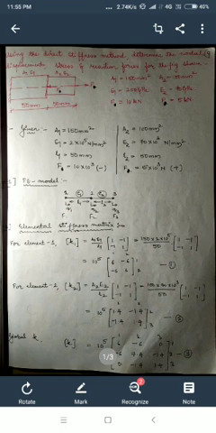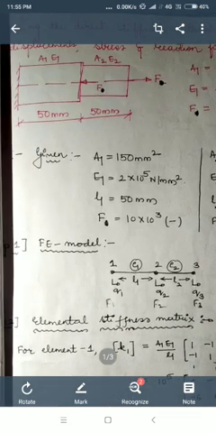In this video I will explain how to solve the problems on one-dimensional bar elements. The problem statement is like this. Using the direct stiffness method, determine the nodal displacements, stress, reaction forces for the figure as shown. Here the figure is shown like this. It is a stepped bar. At the extreme left end it is fixed.